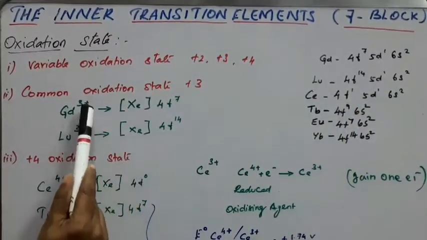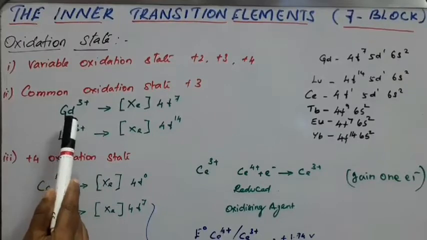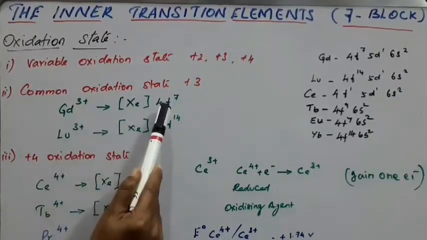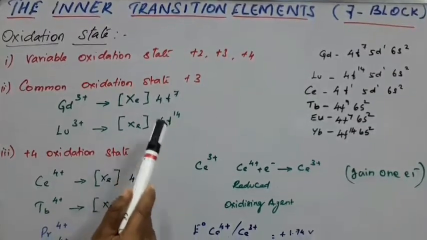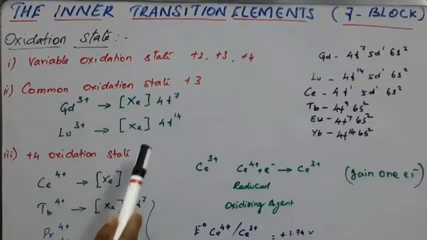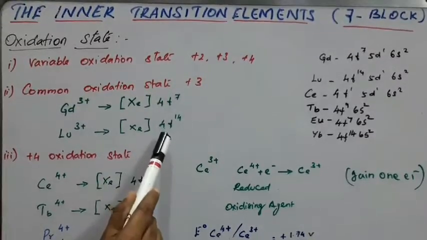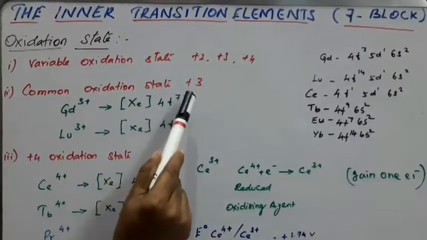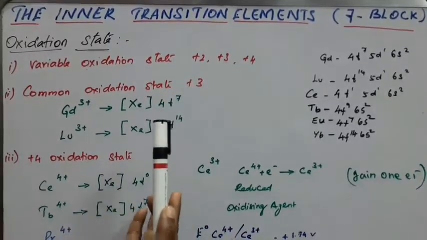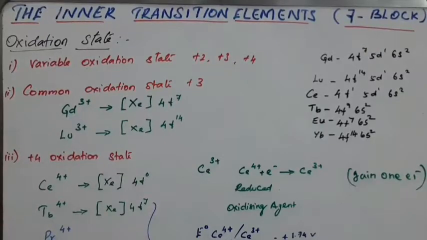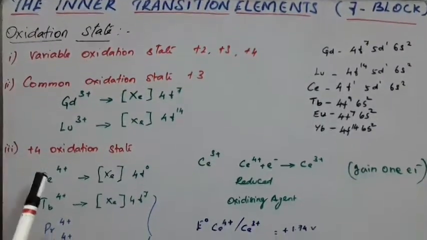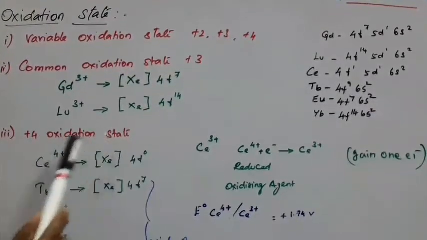Okay, so for these two elements, especially gadolinium and lutetium, the 3+ state exhibits stable half-filled and full-filled electronic configurations. This is extra stability, because the +3 oxidation state is half-filled or full-filled, which determines the stability of the element. Okay, so which elements exhibit the +4 oxidation state?